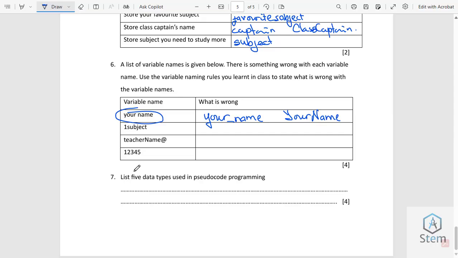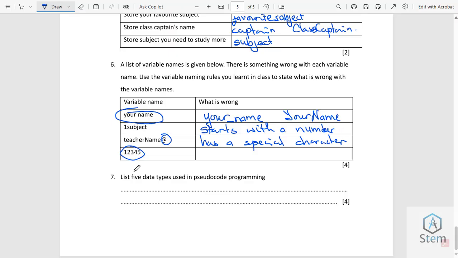All right. One subject. Variables cannot start with a number. So the problem is this thing starts with a number. Teacher name 8. This is a special character, and special characters are not allowed. So this has a special character. Then we have this number here.